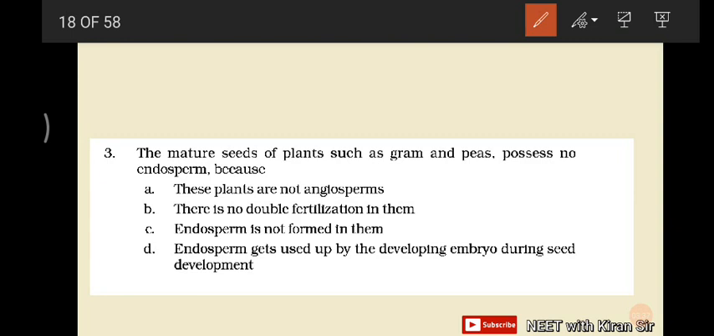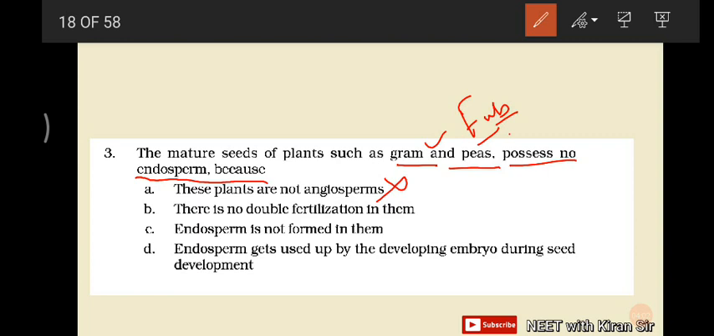So is the endosperm completely absent or not at all produced? Look at the options. Why don't they possess any endosperm? Look at option A: these plants are not angiosperms. It is completely wrong because these plants belong to the angiosperm family Fabaceae.